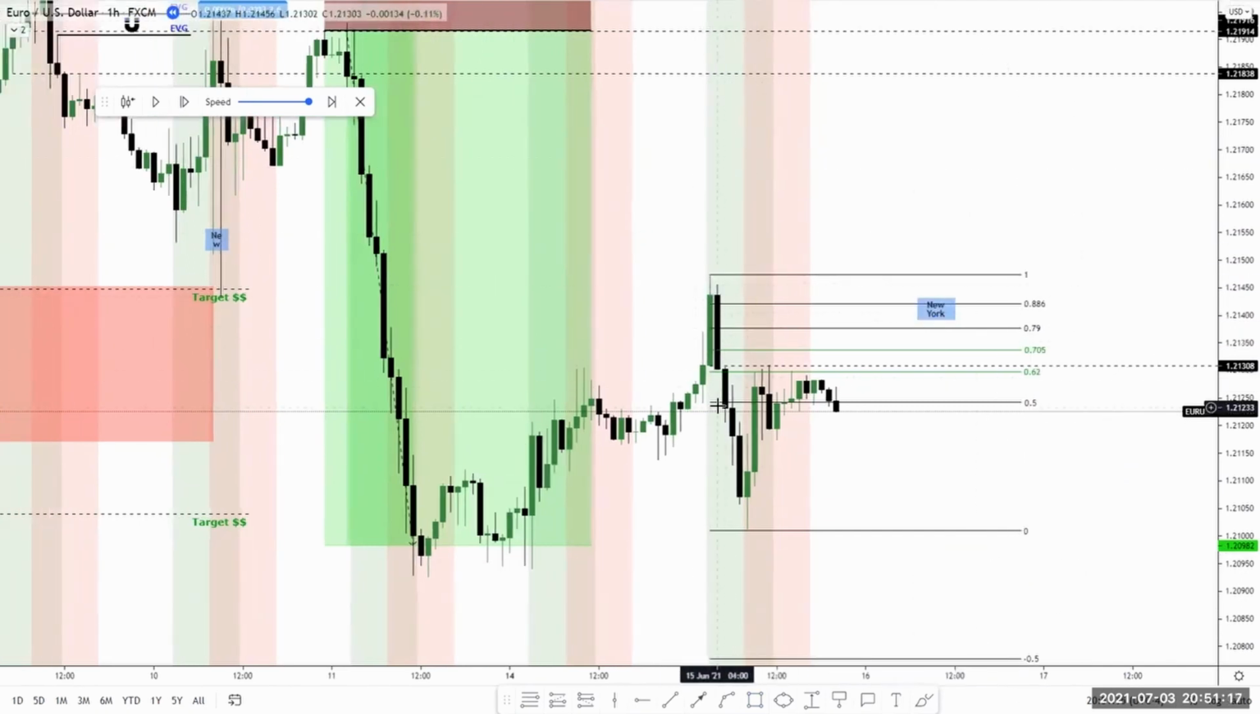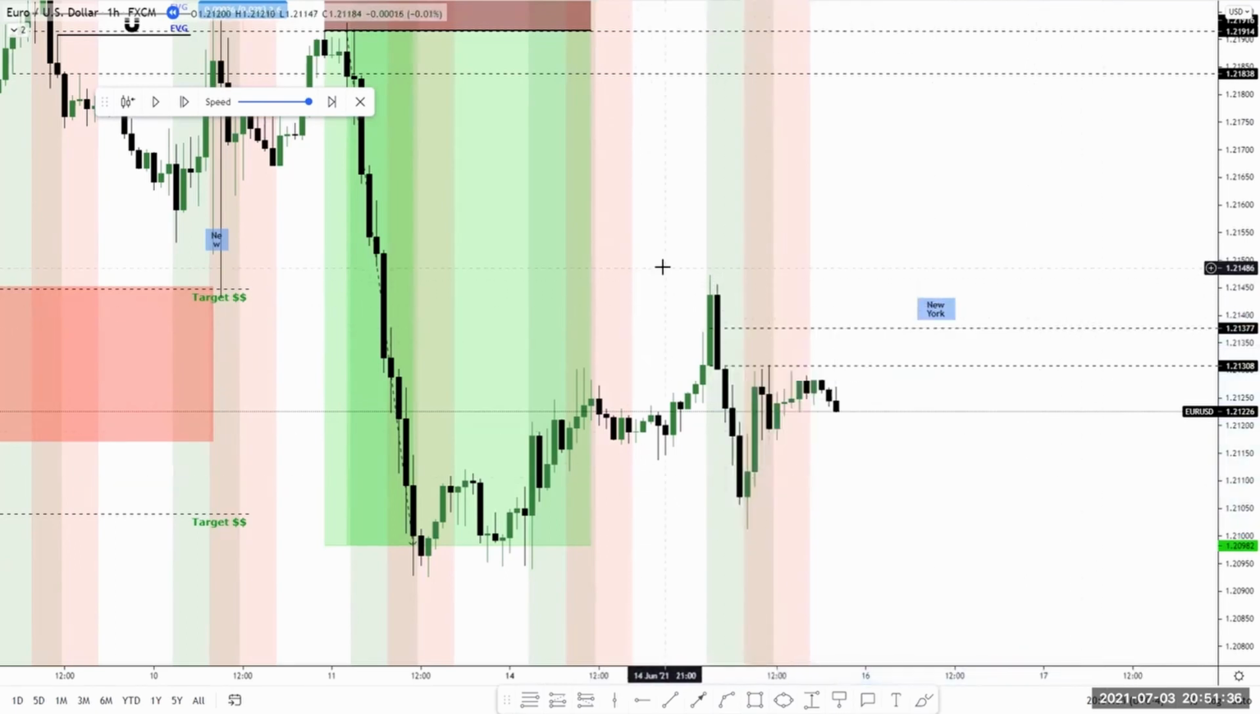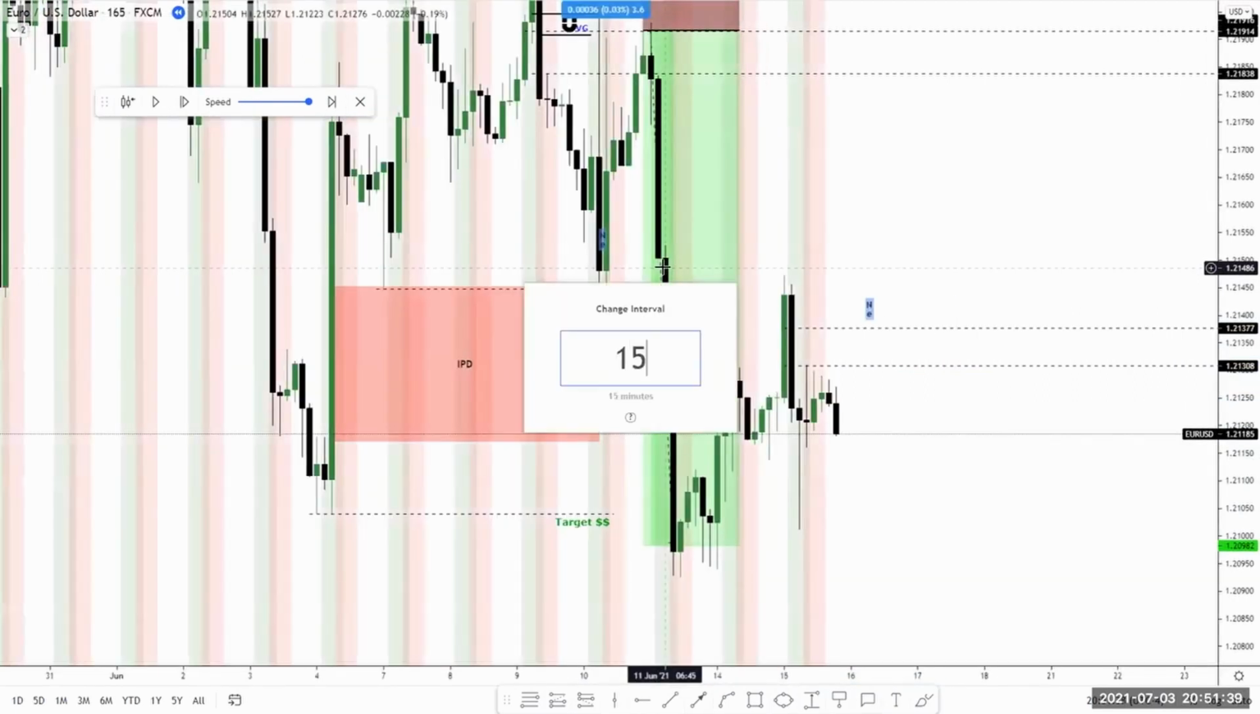We have our higher time frame point of interest here. We can mark up the mean threshold, which is 50% of the order block. And that lines up perfectly with the 0.79 retracement level. We can take this off now, and let's jump down to a smaller time frame.